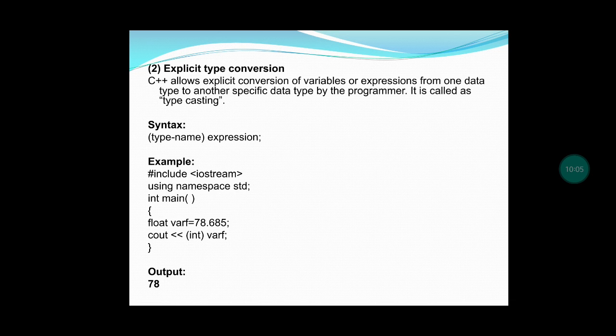In this example, float f equal to 78.685 has been given. Now in the next line we have given int of var. So the integer value alone it is taking, and the output we are getting is 78 alone. So the integer value has been obtained as an output. This type of conversion is called explicit type conversion.